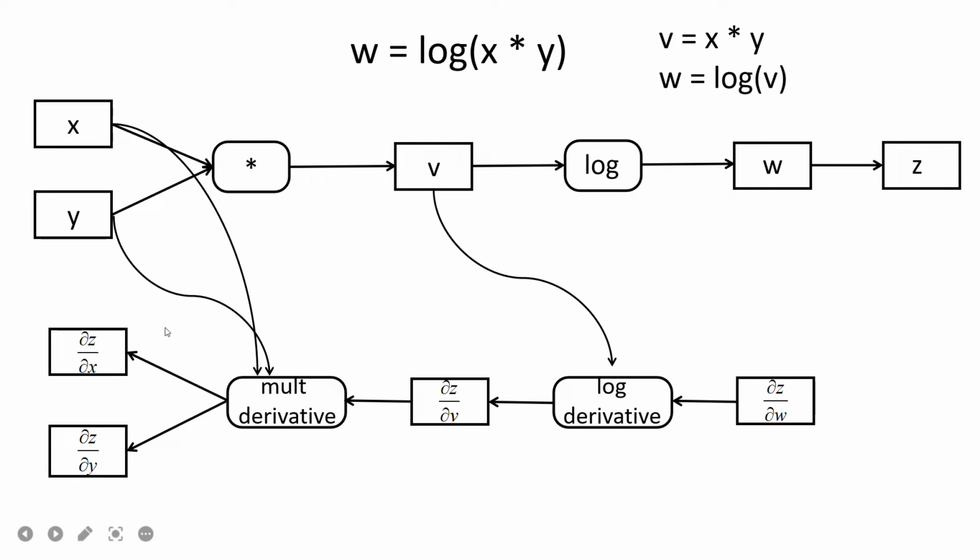This can be used, and you can see dz by dx, dz by dy, and all of the variables, even the internal ones, are being used, and the final variable is being used to differentiate them. Okay. Now we will see how this backpropagation will work after this.